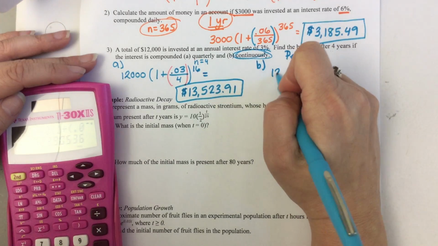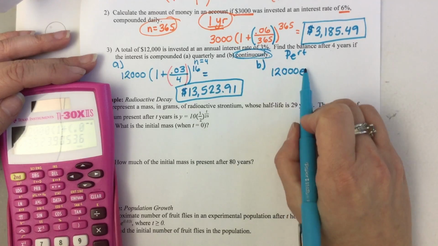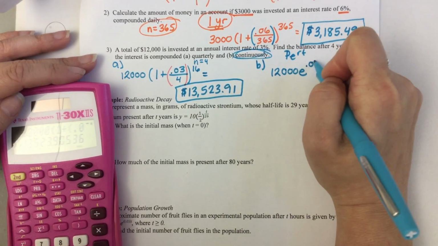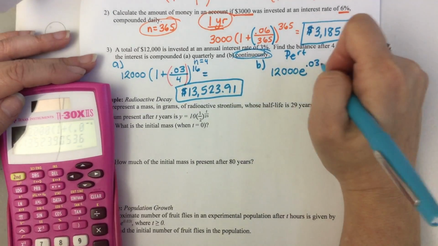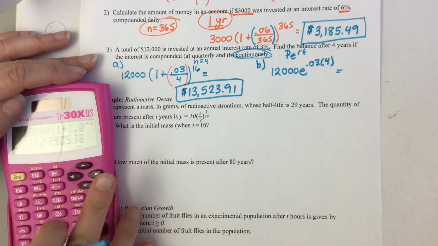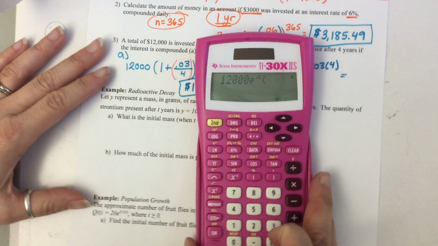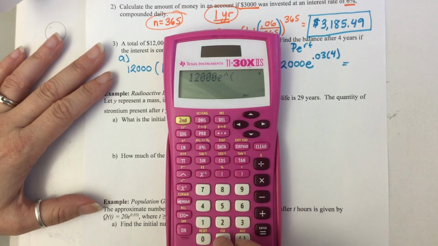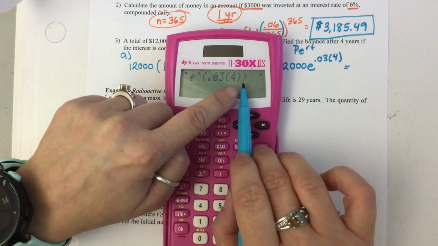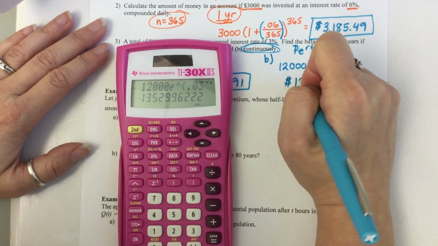So the principal amount, $12,000. e is a number. Your interest rate as a decimal, 3% is 0.03, times the number of years, which is 4. So again, I can enter all this in the calculator. 12,000 second ln, so it's e to the power of 0.03 times 4. Close it. I have 2 parentheses open, 2 parentheses closed. Hit enter. The amount of money that you would have is $13,529.96.